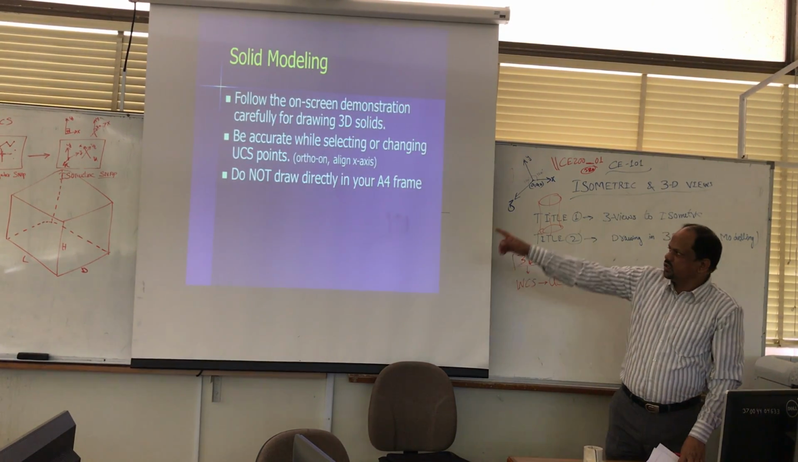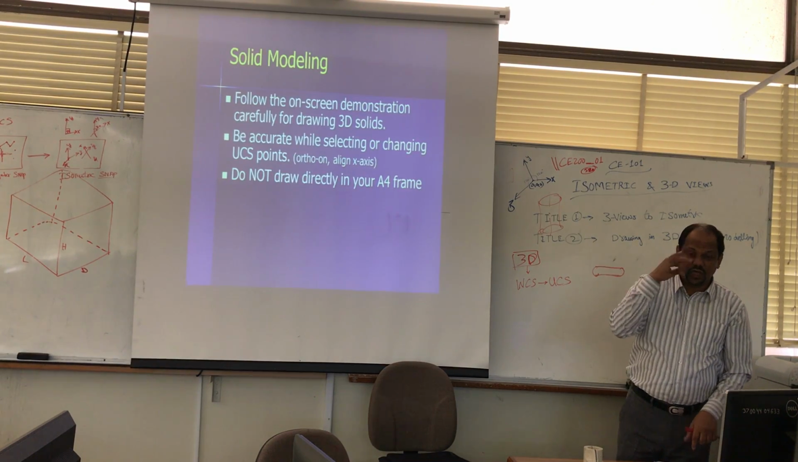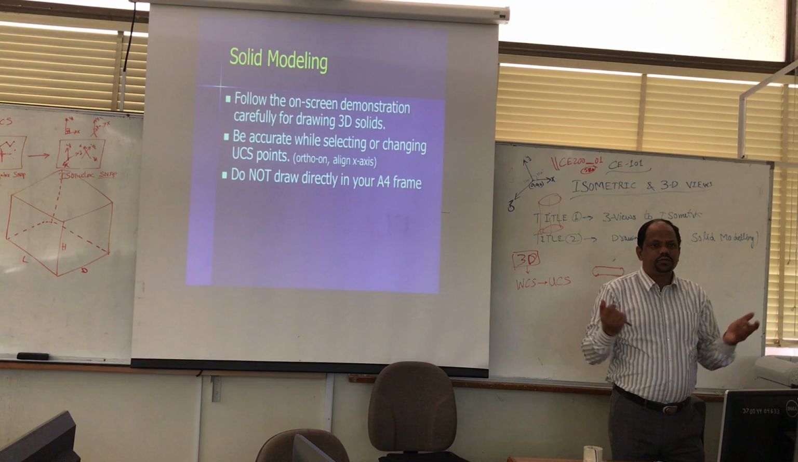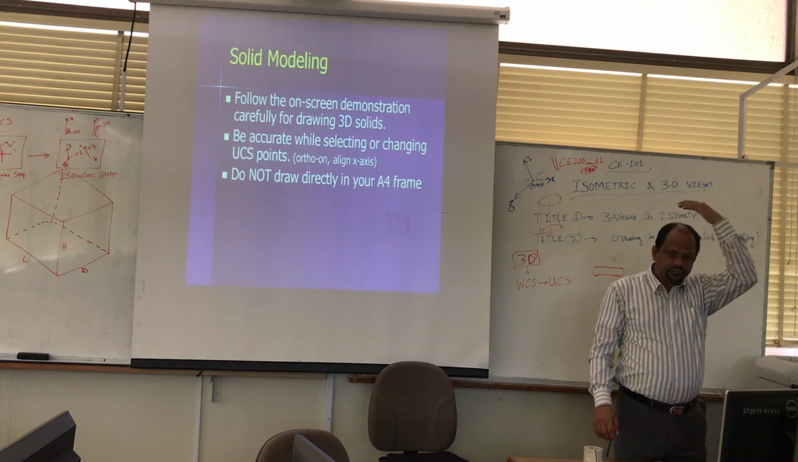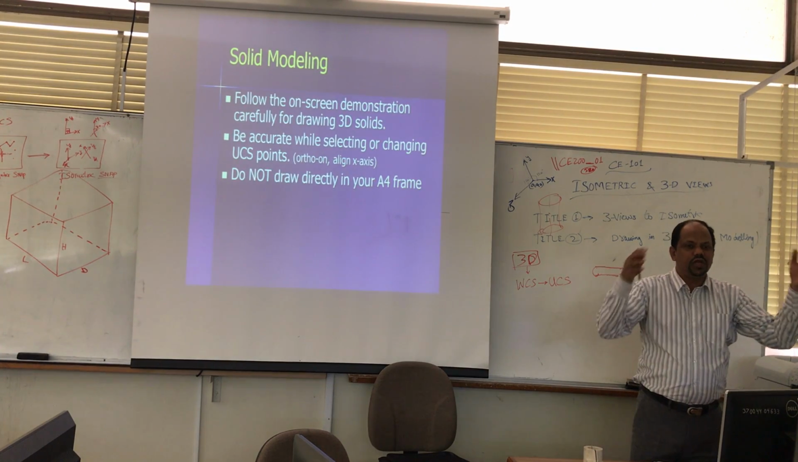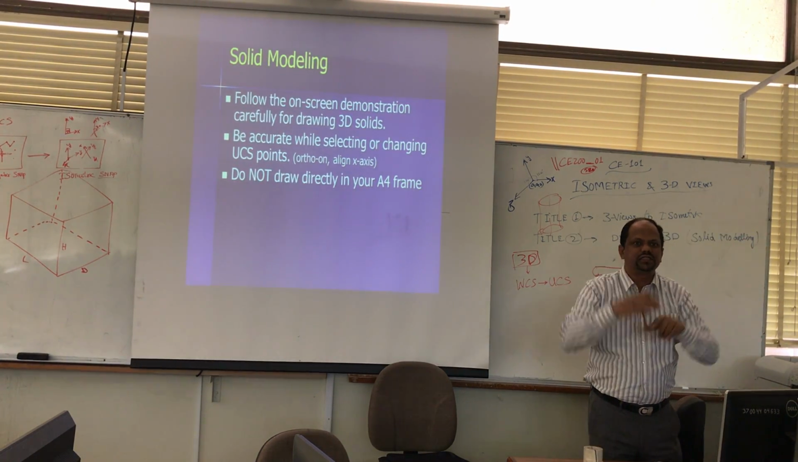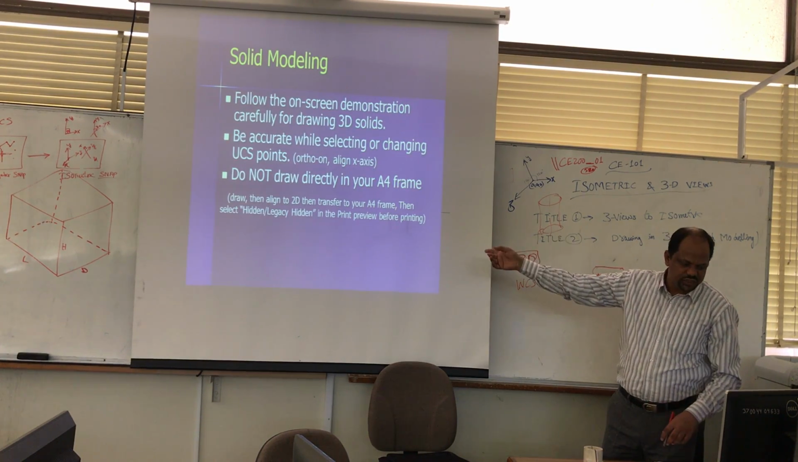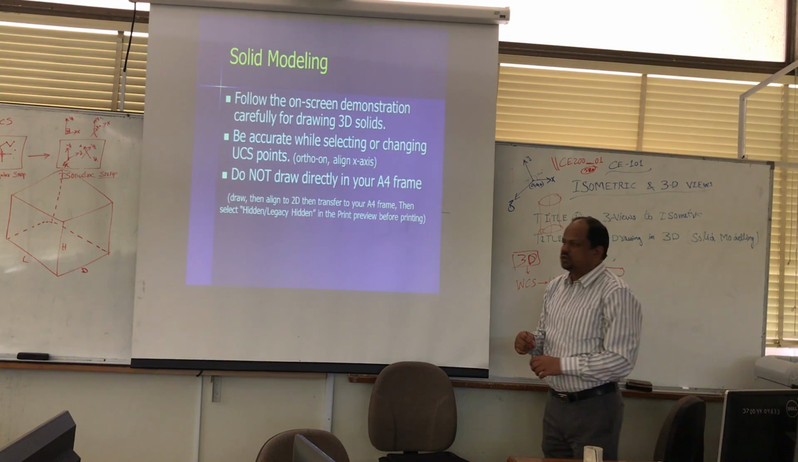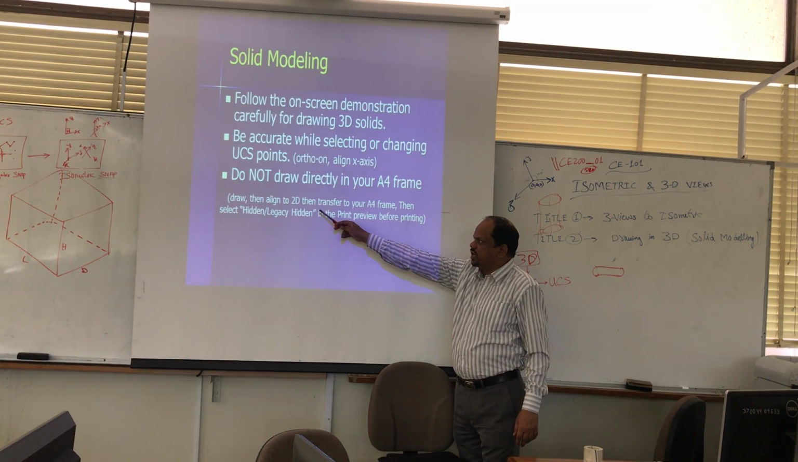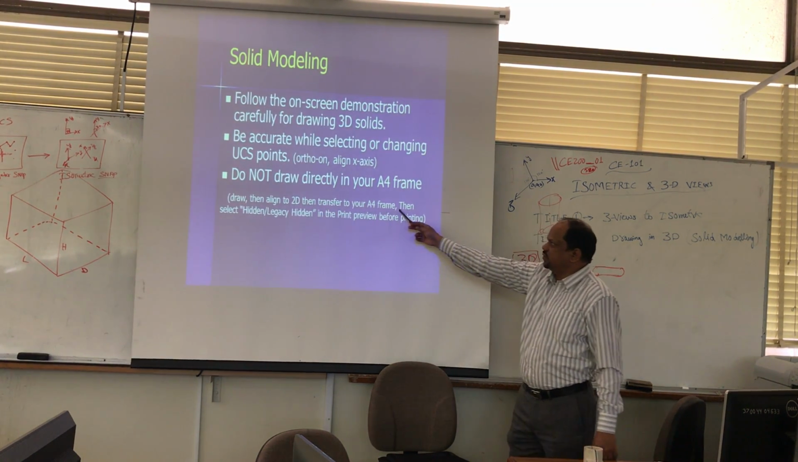So we are saying, do not draw directly into the A4 size frame. Why? It will go out. What does it mean by go out? What is an A4 size frame? It is a two-dimensional frame, 2D. So you cannot draw a 3D object directly inside a 2D frame. You have to draw it as 3D first, then align to 2D and transfer to your A4 frame. So first draw in an open sheet, then align to 2D and transfer to your A4 frame.